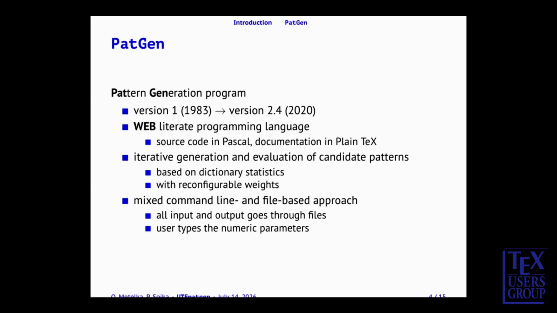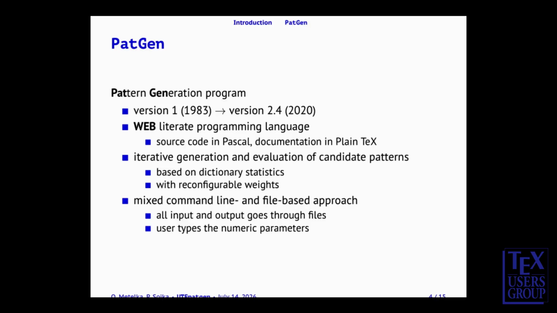A few words about PatGen, which I mentioned on the slide before. PatGen stands as an abbreviation for Pattern Generation Program. The first version comes already from 1983. However, there were some updates, and the latest version 2.4 is from 2020. It is written in the WEB literate programming language, which is a combination of the Pascal programming language and plaintext documentation.